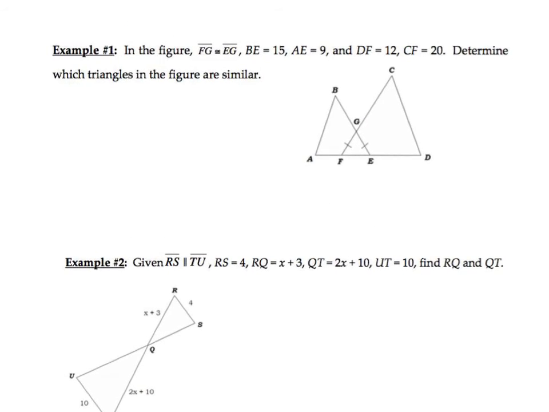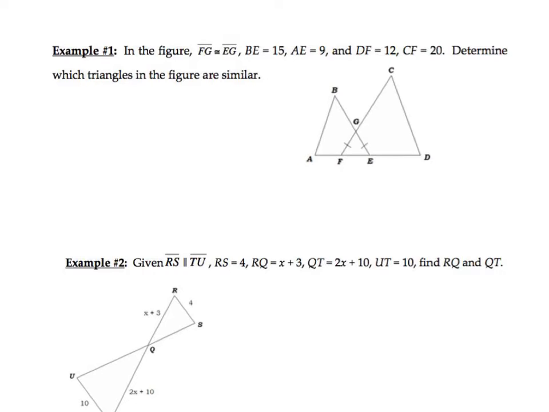In our first example here, we have in our figure that FG is congruent to EG. We also know BE has a length of 15, AE has a length of 9, and DF equals 12, and CF equals 20. We want to determine which triangles in the figure are similar. Let's start with the fact that FG and EG are congruent. Looking at our picture, we have 3 different triangles: triangle BAE, triangle CDF, and triangle GFE.